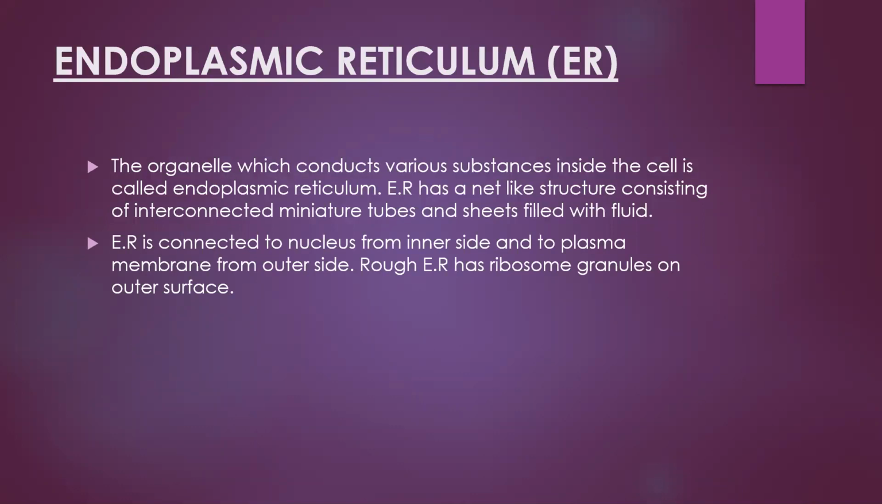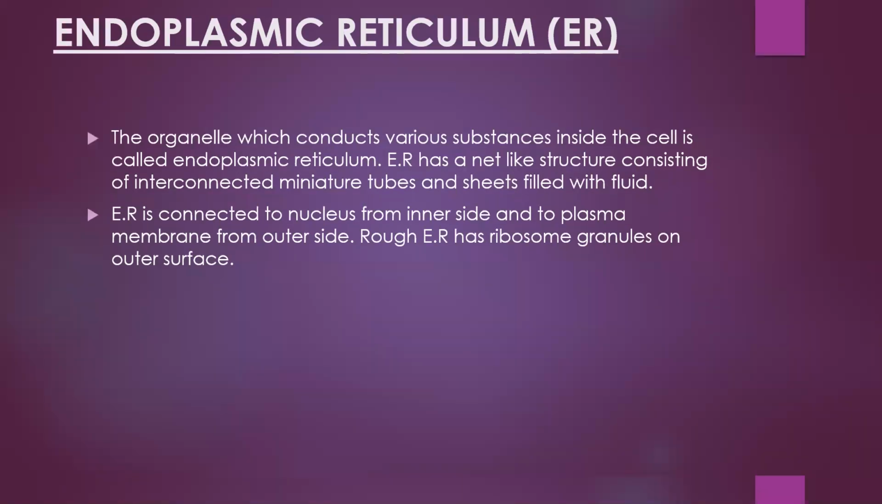Endoplasmic reticulum, ER. The organelle which conducts various substances inside the cell is called endoplasmic reticulum. ER has a net-like structure consisting of interconnected miniature tubes and sheets filled with fluid. ER is connected to the nucleus from the inner side and to the plasma membrane from the outer side. Rough ER has ribosome granules on its outer surface.